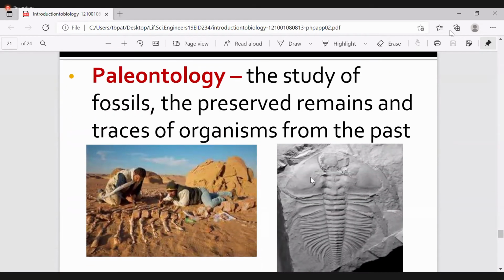Next is paleontology. You see here, paleontology is a great study. It is the study of fossils, the preserved remains and traces of organisms from the past. You see here one rock, and inside the rock is a particular animal. The surrounding mud and sand have been converted into stone form, but the shape remains the same.